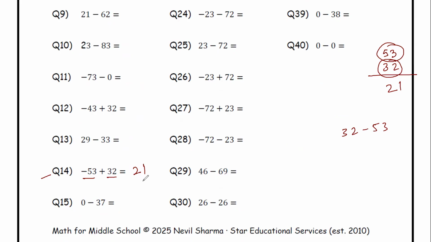And whether the 21 will be positive or negative, we look at the sign of the bigger number. The bigger number is 53, and the sign of 53 is negative. Therefore, the output will be negative.